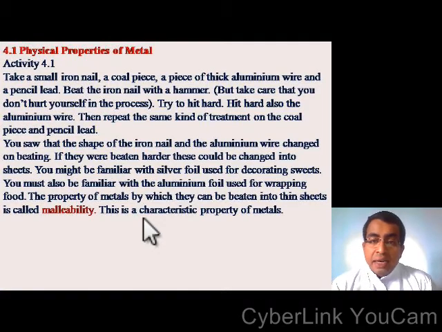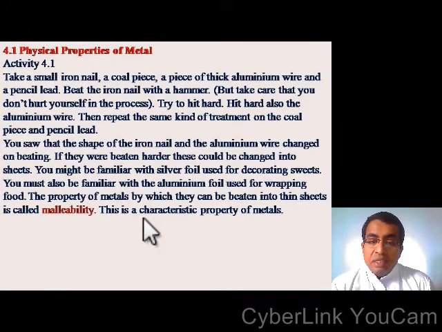Take a small iron nail, a coal piece, a piece of thick aluminium wire, and a pencil lead. Beat the iron nail with a hammer. Try to hit hard. Hit hard also the aluminium wire. Then repeat the same kind of treatment on the coal piece and pencil lead. You saw that the shape of the iron nail and the aluminium wire changed on beating. If they are beaten harder, this could be changed into sheets.